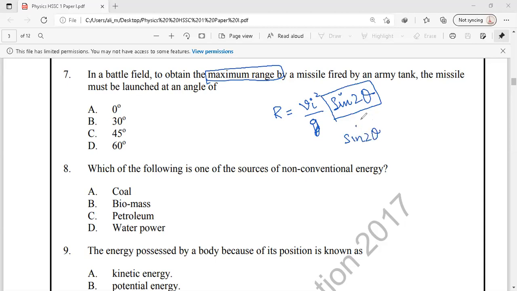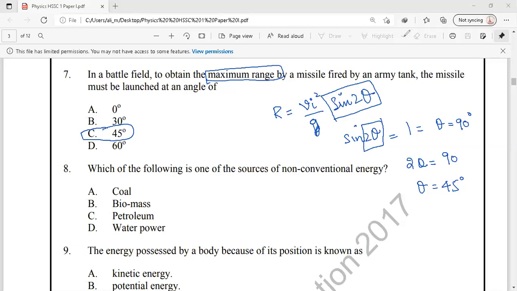If sine 2 theta is equal to 1, this means that sine is maximum when the angle is equal to 90 degrees. So 2 theta should be equal to 90 degrees, and theta would become 45 degrees. So the correct answer is option C, 45 degrees.